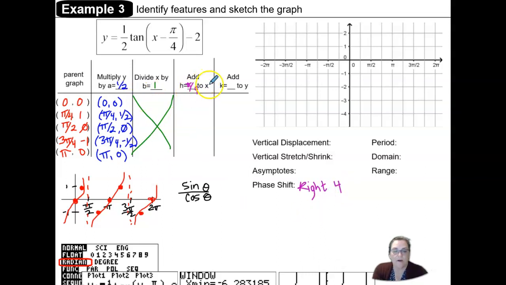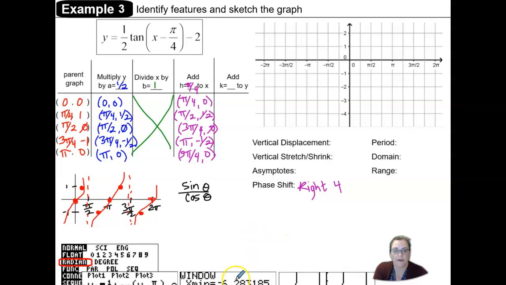Okay, so we're going to add pi over 4 to each of these x values. 0 plus pi over 4 is pi over 4. Then pi over 4 plus pi over 4 is pi over 2. Pi over 2 plus pi over 4 is 3 pi over 4. Then 3 pi over 4 plus pi over 4 is pi. And pi plus pi over 4 is 5 pi over 4. And that's our phase shift to the right, pi over 4 units.